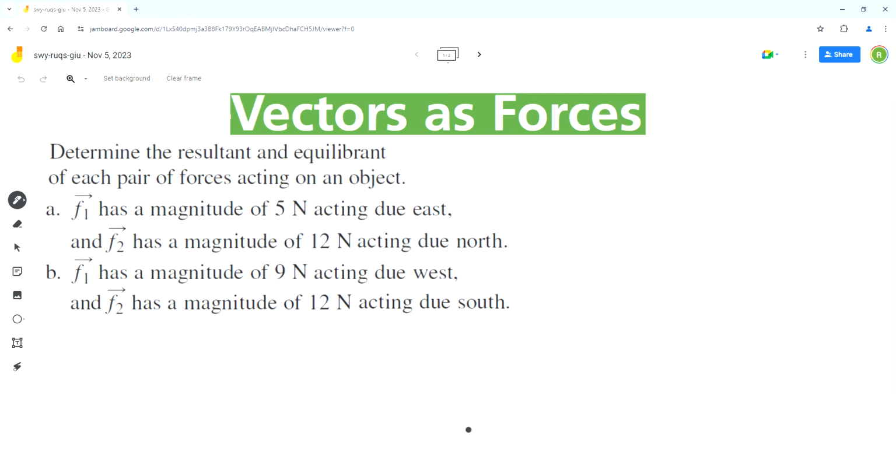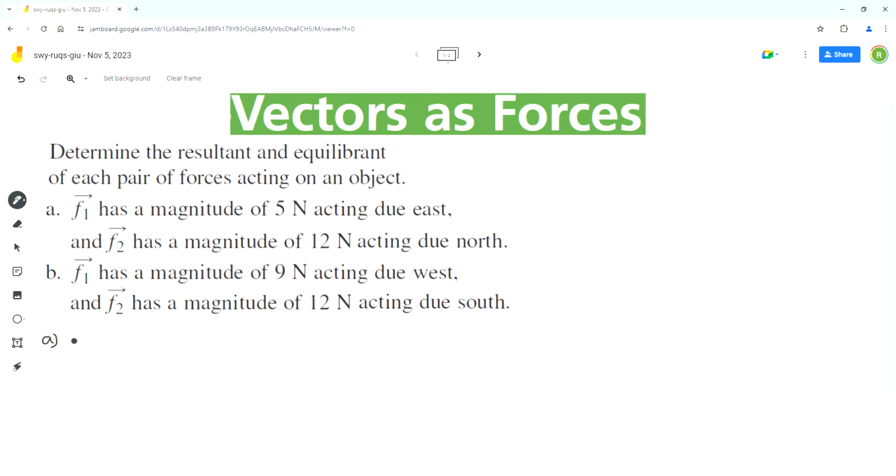So in this video, we'll solve this problem based on the concept of vectors as forces. As per the problem, determine the resultant and equilibrant of each pair of forces acting on an object. So let's start with part A.